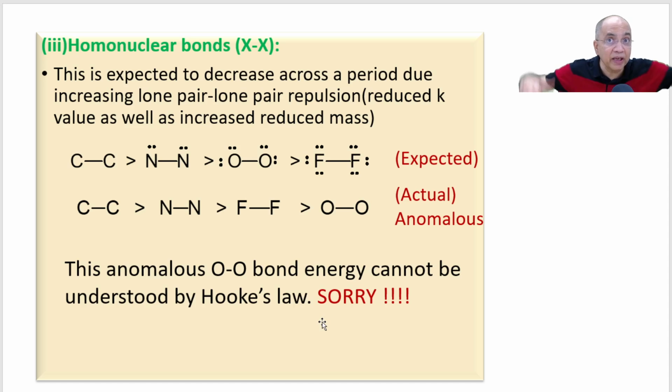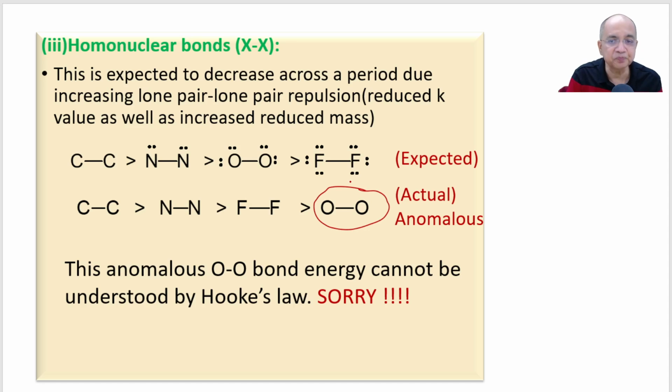And I have raised my hands. I will not adopt any speculation method. Here is the place where I submit. We can't apply Hooke's law to explain in any way, both K wise and mu wise, that supports the FF bond energy being the least. But actually the OO bond energy is the least. So that anomaly, you must remember. That is the reason why I am highlighting this in a dedicated lecture.